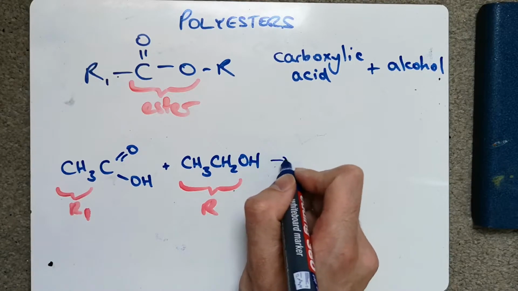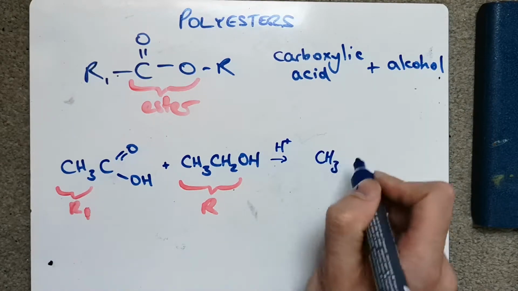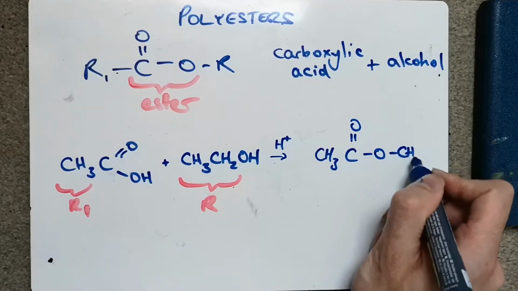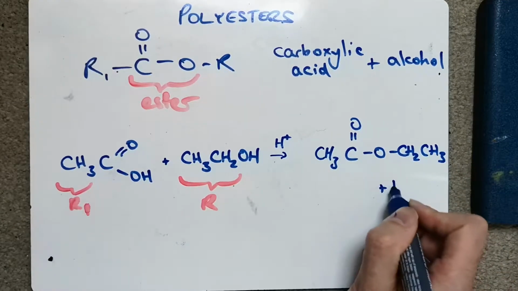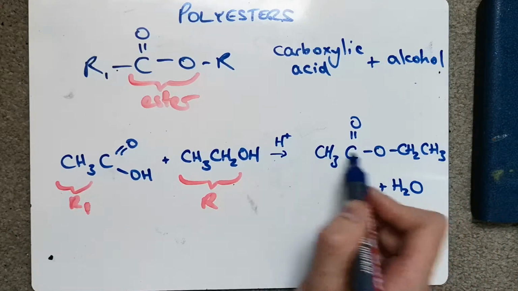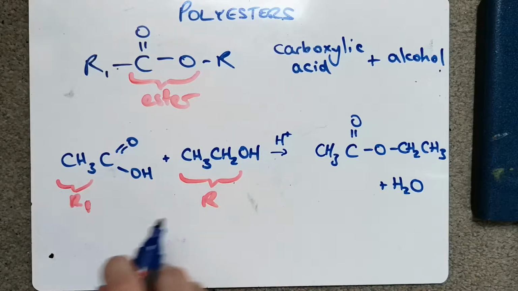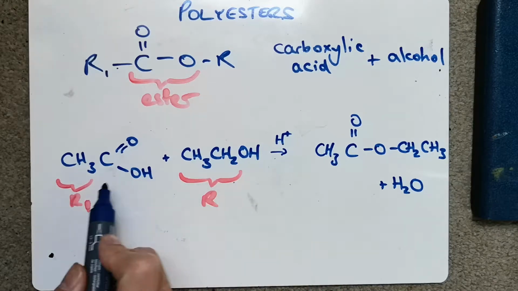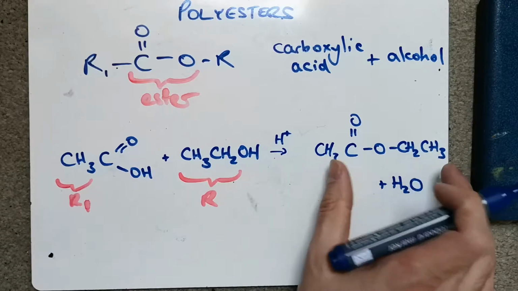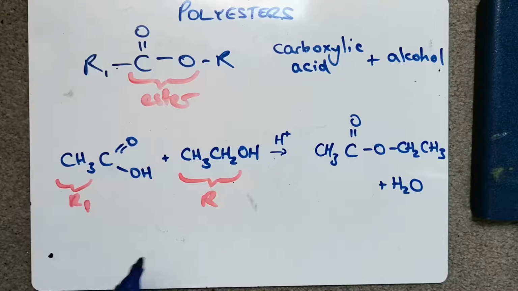So we get, as a product here, we need an acid catalyst. Our ester, in this case, this is ethyl ethanoate, and we also get water, and this is why we call it condensation. We get water given off. Now here, we've got a carboxylic acid and alcohol forming an ester, and that's it. We couldn't react this anymore. We couldn't join anything more onto this with this type of reaction. So that's where this stops.